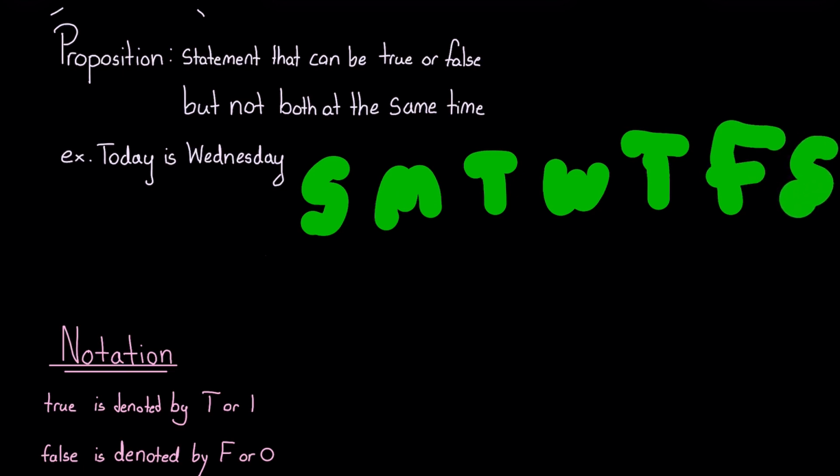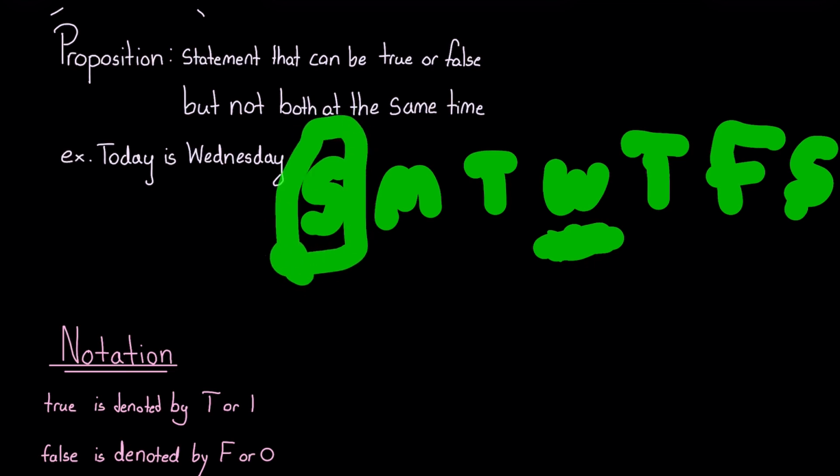So if, for example, I said today was Wednesday, Wednesday would be right here. If today is Wednesday, then that statement would be true. However, if I said that same statement, today is Wednesday, on a Sunday, well, that statement will not be true because on Sunday it's not Wednesday. So this statement can be false and it can also be true when it's on Wednesday. And so we can say this is a proposition because it can be false and it can be true, but it can't be both at the same time.